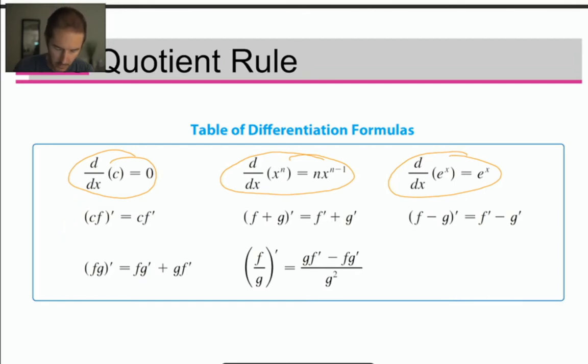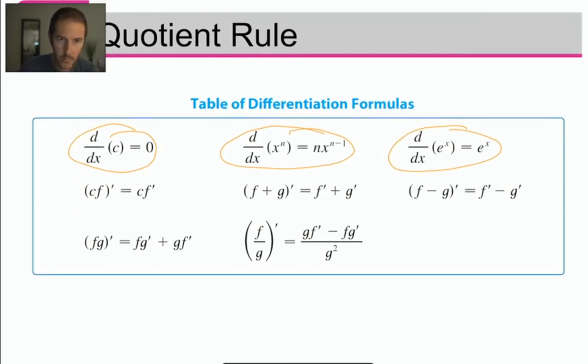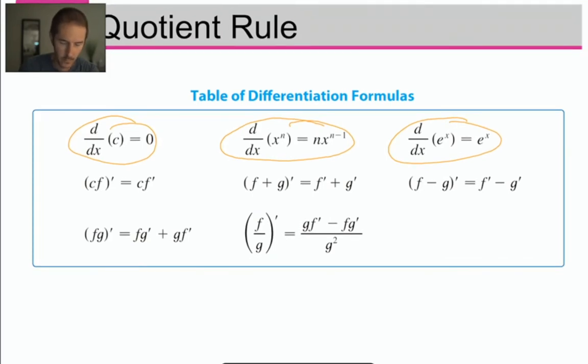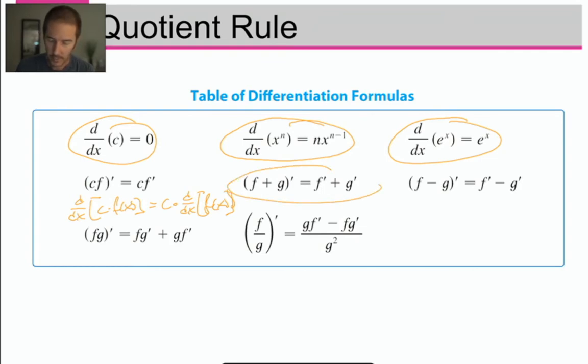I think we previously saw this as the derivative with respect to x of c times f of x is equal to c times the derivative with respect to x of f of x. So you can factor a constant out of the derivative process is the moral of the story there. The derivative of a sum is the sum of the derivatives. The derivative of a difference is the difference of the derivatives. Here's our product rule, and here's our quotient rule.